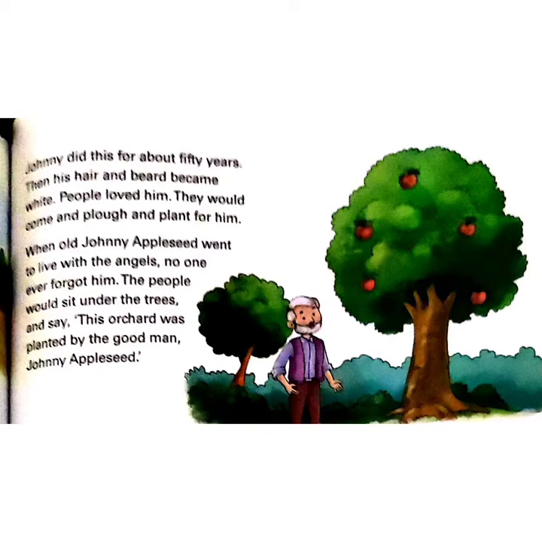When old Johnny Appleseed went to live with the angels, no one ever forgot him. The people would sit under the trees and say, "This orchard was planted by a good man, Johnny Appleseed." So, after some time, Johnny was old and he left everyone and he started living with angels. So, no one forgot him. People used to sit under the trees and they used to say this orchard was planted by a good man, Johnny Appleseed. So people never forgot him.